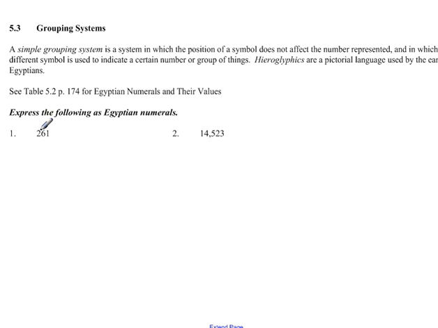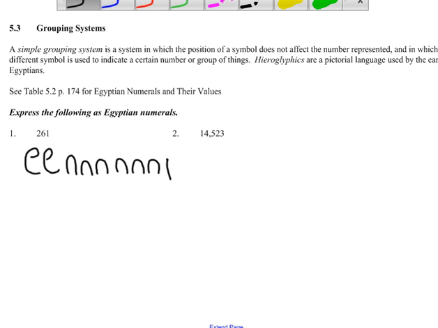If we're going to express 261 as an Egyptian number, the hundreds symbol is a coiled rope. You need two of them, so you draw two of them. You need 60, so we're going to use 6 of the heel bones. And you need 1, so 1 stroke. And you're done. Okay, let's look at number 2.